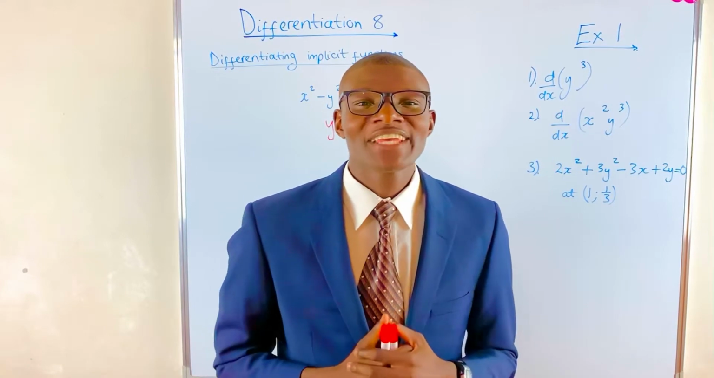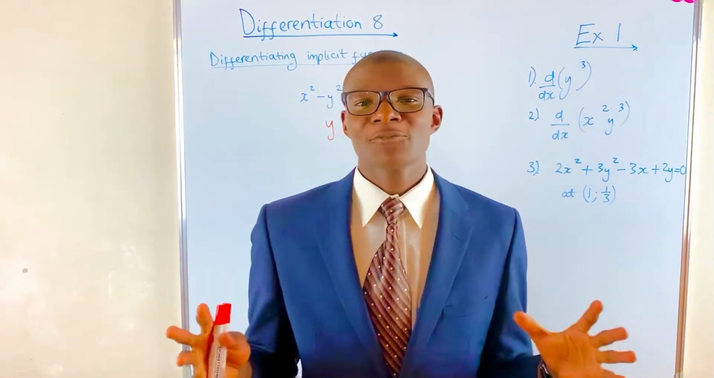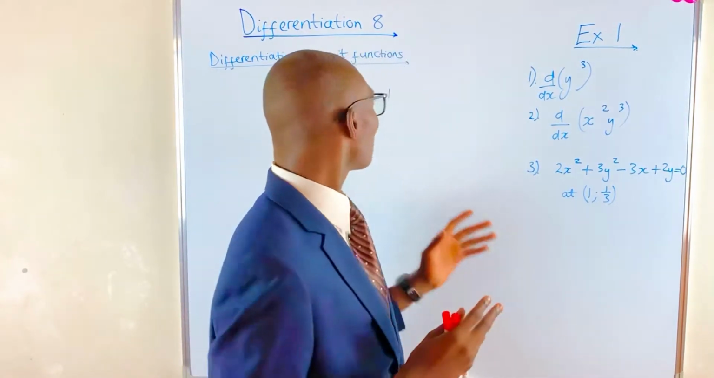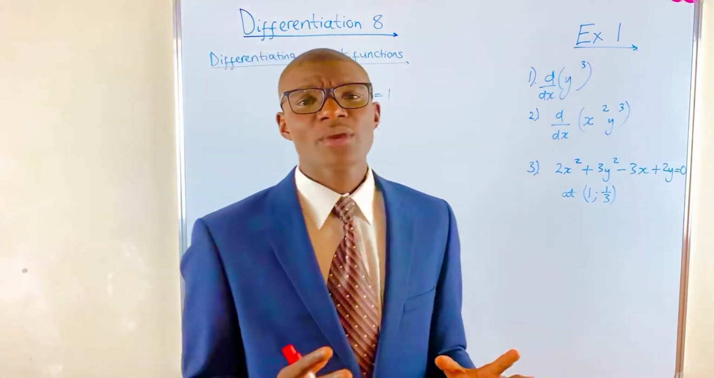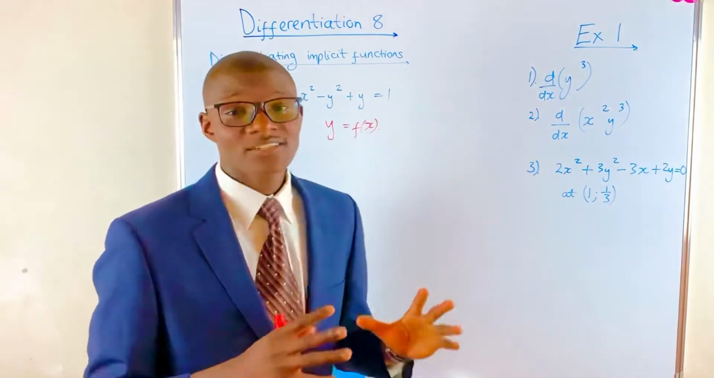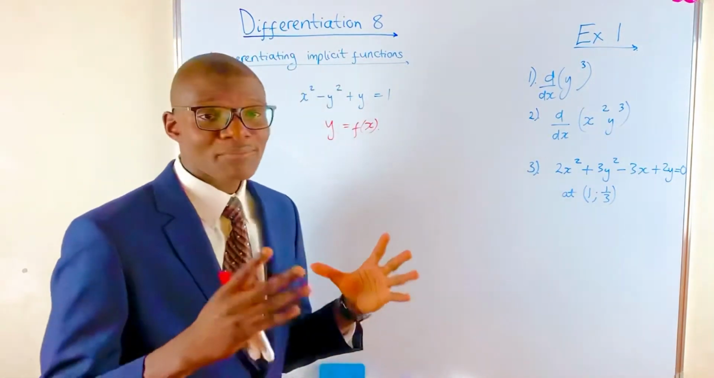Today we're going to look at how we differentiate implicit functions. So for all the differentiation that we've covered so far, we could express our equations in the form of y is equal to f of x. But there are situations whereby y cannot be expressed explicitly as a function of x. So in that form, we've got what we call an implicit function.